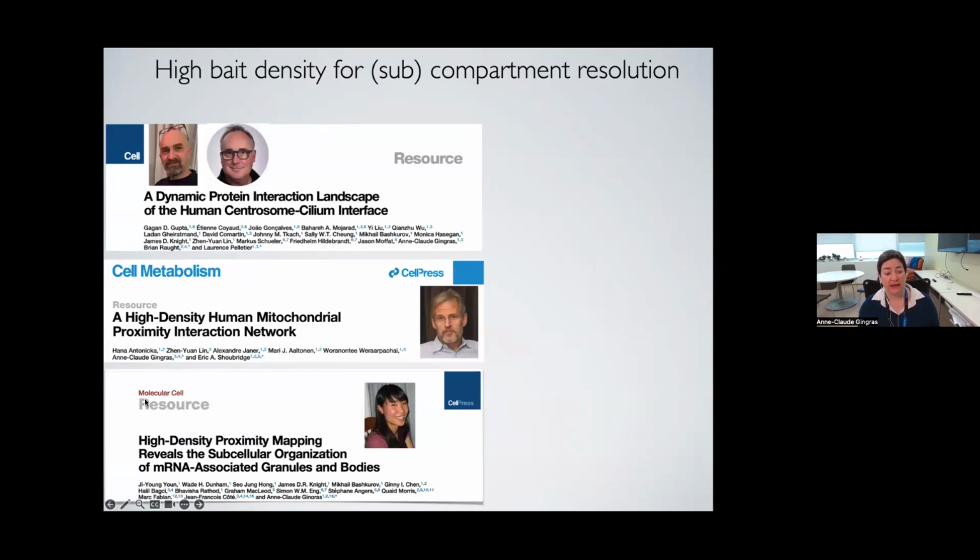So I just want to highlight, we published on that many times. The first paper in which we did that was a collaboration with Brian Roth and Laurence Pelletier, looking at the centrosome cilium interface, looking at the proteins that were recruited to these very important organelles. We also did that for a number of membrane-bound structures, including mitochondria with Eric Shoebridge. But I just want to highlight this particular study led by a former postdoc in my lab, Dr. Ji-Young Yoon, that really set the stage for how we think about data analysis for these particular types of questions.